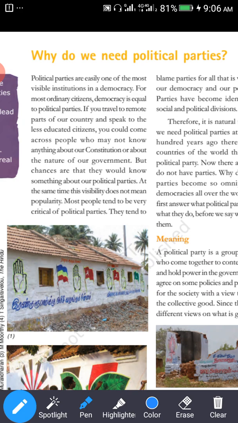But now the Election Commission has said that if this is practiced, then it is not the choice of the people. The people never think that their wall will be colored with political party symbols. Political parties are easily one of the most visible institutions in a democracy.